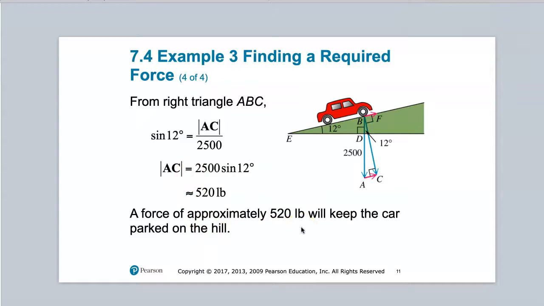Now remember, when you get done with your problems in the book, all of the answers are going to be in the back of the book. So make sure you check your answers to make sure you get your problems right.